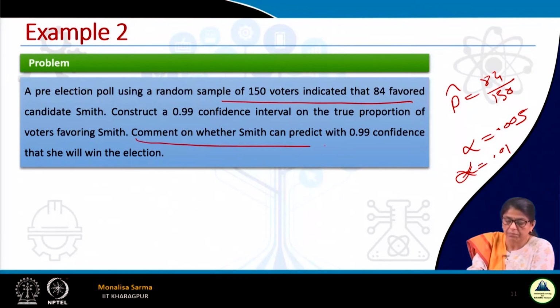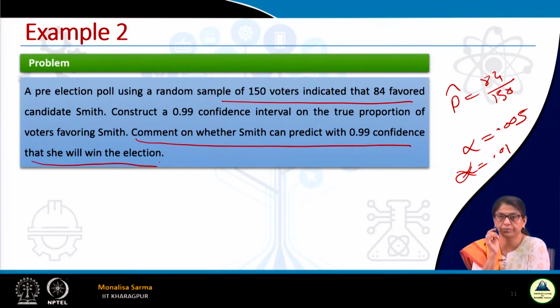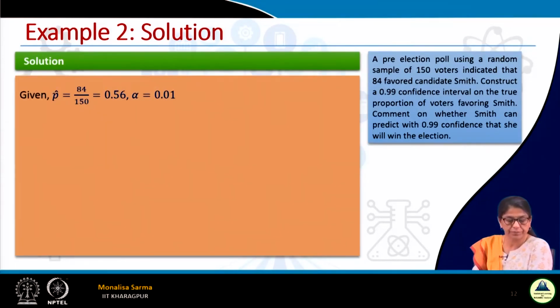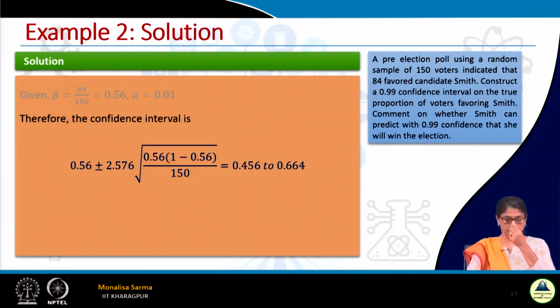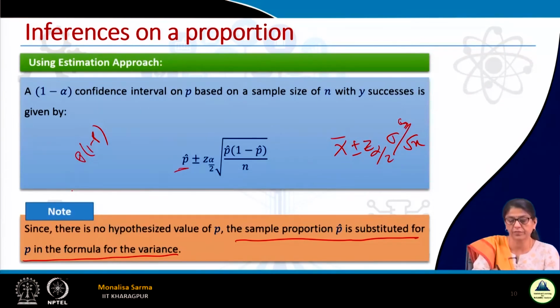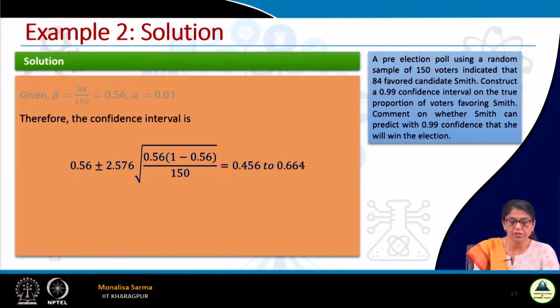Comment on whether Smith can predict with 0.99 confidence that she will win the election. So now here we have P cap as this, and alpha is equal to 0.01. What is the confidence interval here? The confidence interval, same as whatever we used here, is P cap plus minus Z alpha by 2 root over P cap into 1 minus P cap by N. Just putting the values, Z of alpha by 2 corresponding to that is 2.576. You can see it from the Z table. So this is the value we got. This is the confidence interval from 0.45 to 0.66.